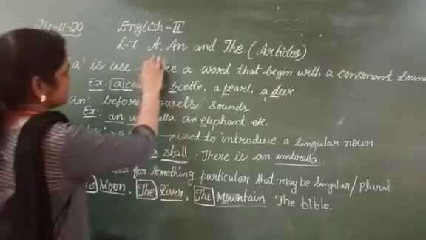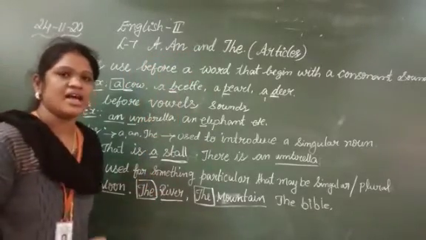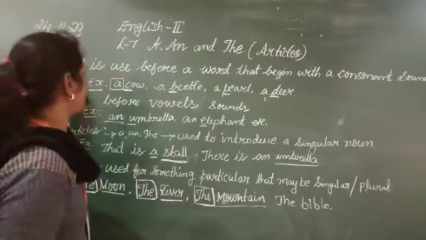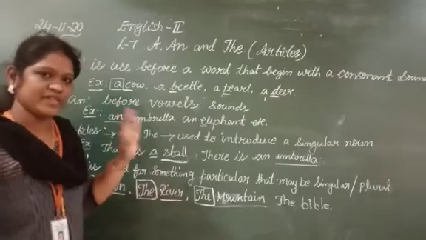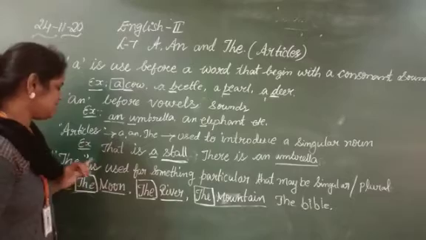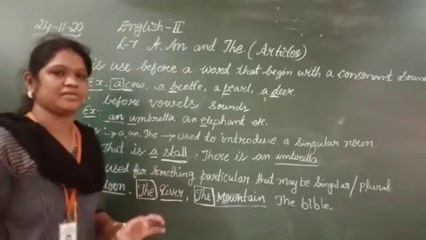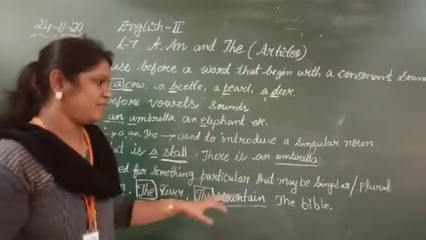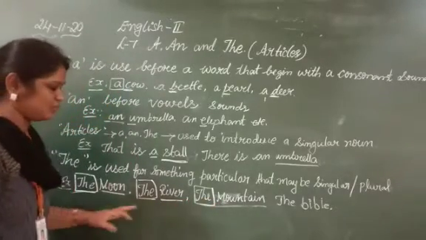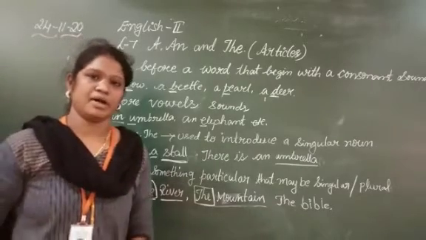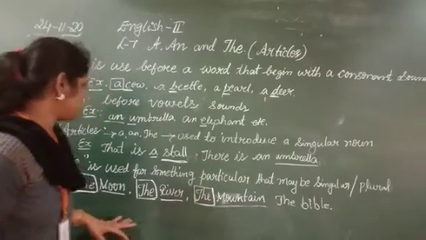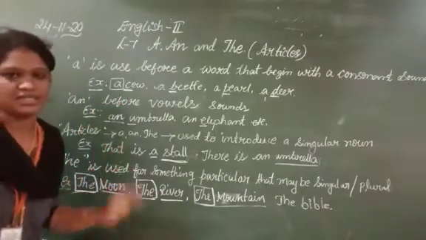Okay children, see, a, an and the are the articles. Before consonant sounds we are using a, and before vowel sounds we are using an. The is used for a particular thing, maybe singular or plural. We are going to use the: the moon, the river, the mountain, the Bible, the sun, the moon, everything. Okay, see children, these are the articles.